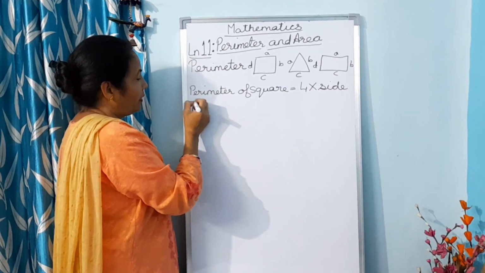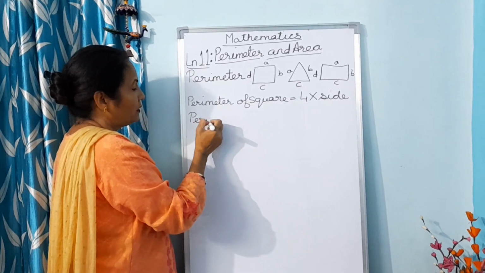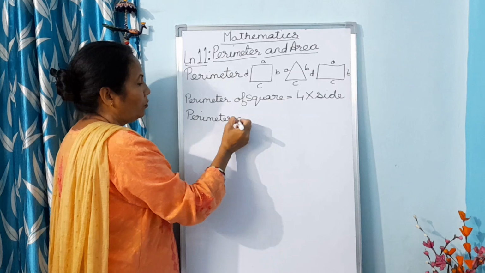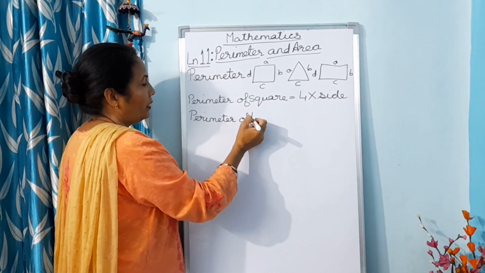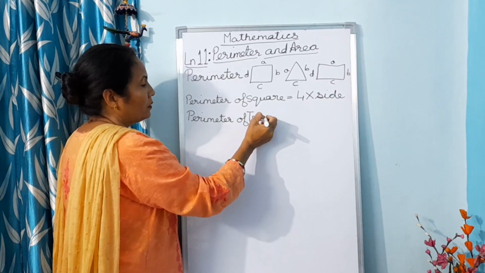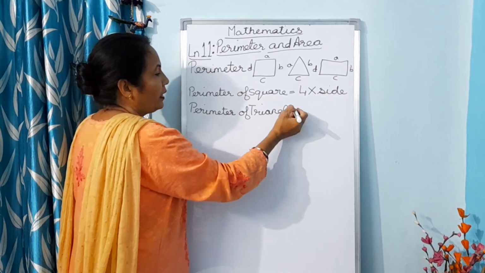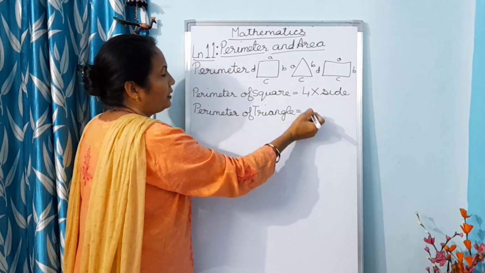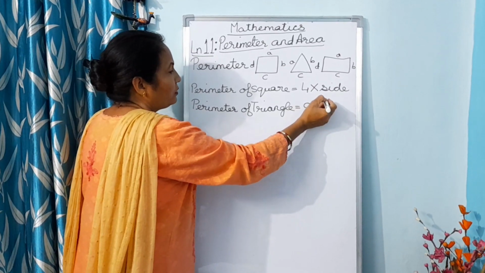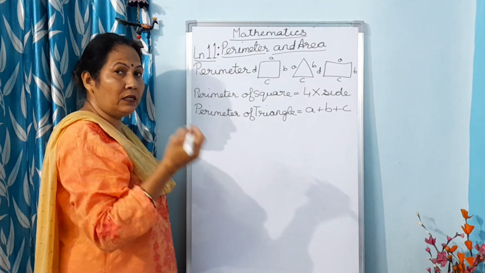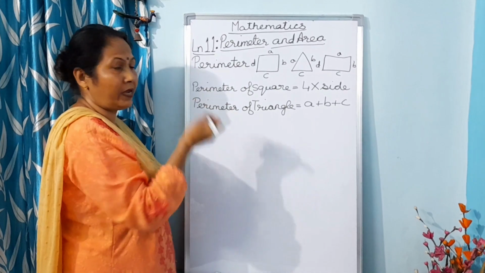Now perimeter of triangle. In perimeter of triangle you have 3 sides, so A plus B plus C. So you will get the answer of perimeter of triangle.